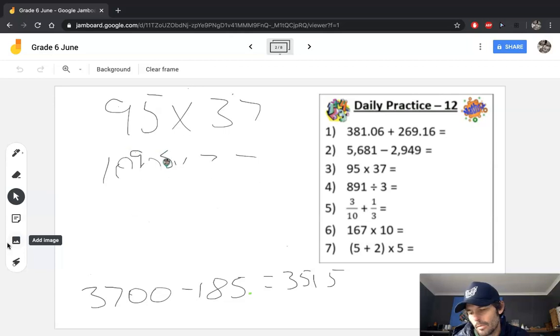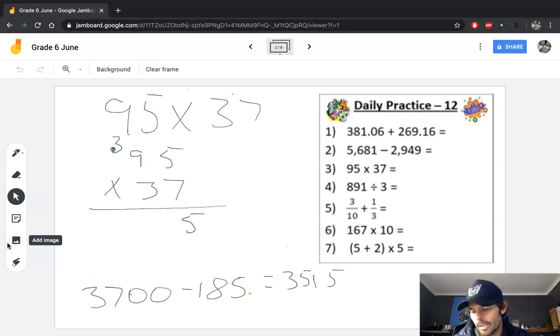We can just have a look at your traditional column method. 7 times 5 is 35. 7 times 9 is 63. So add the 3 is 66. And then the all-important placeholder. 3 times 5 is 15. Carry the 1. 3 times 9 is 27. Plus that 1 is 28.